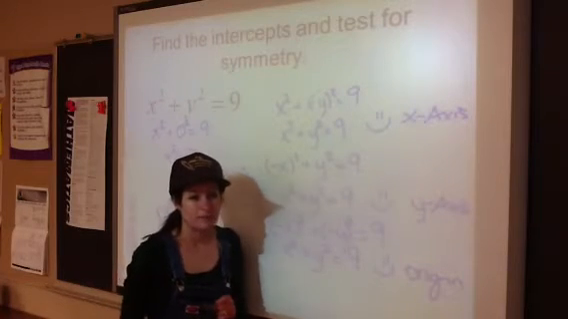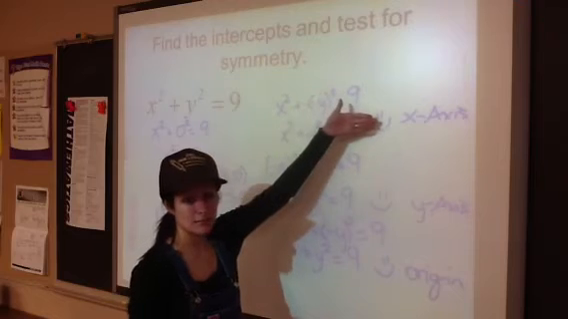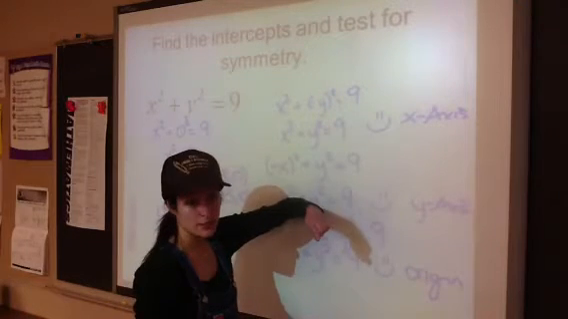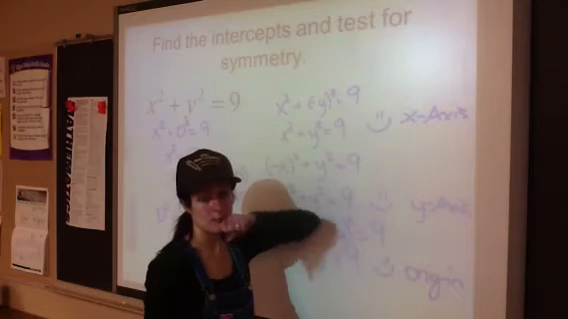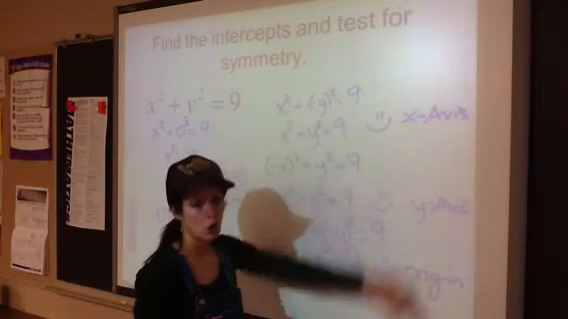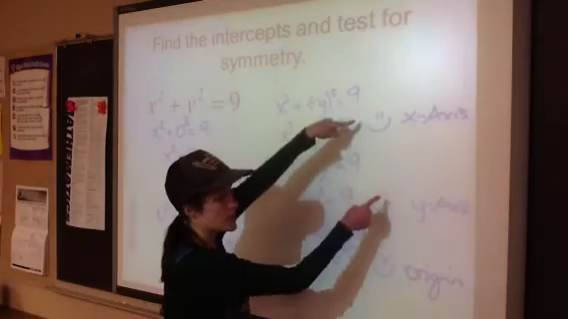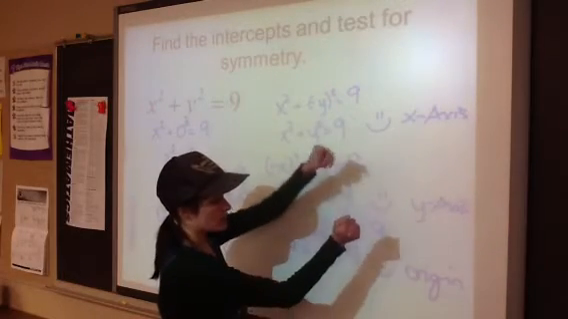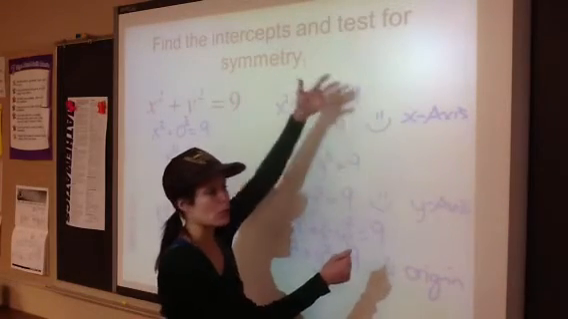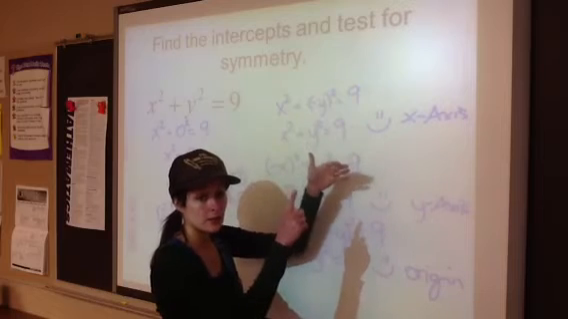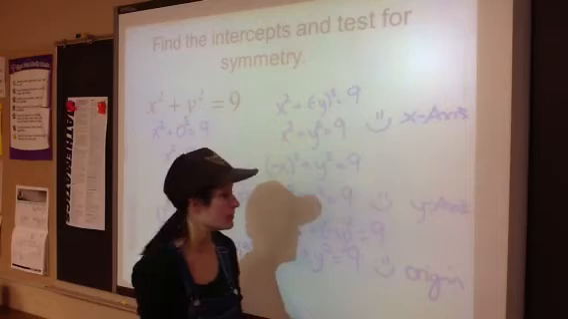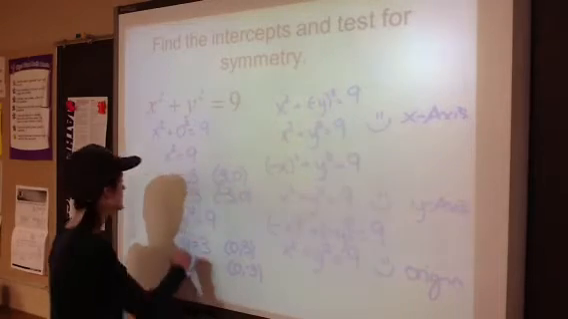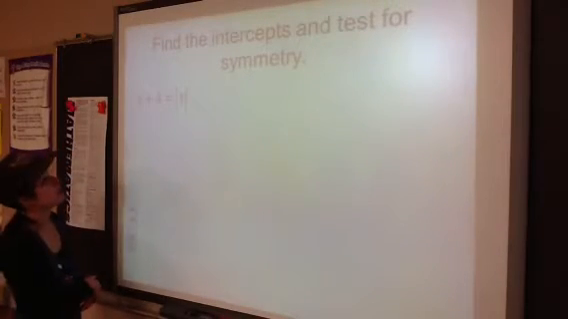Here's a trick for you. It's either x-axis by itself, y-axis by itself, origin by itself, or it's all 3. It won't just be these 2 and not origin. It won't just be these 2 and not x-axis. It will be either one type of symmetry or all 3 types of symmetry. So that is just a little hint of something extra.